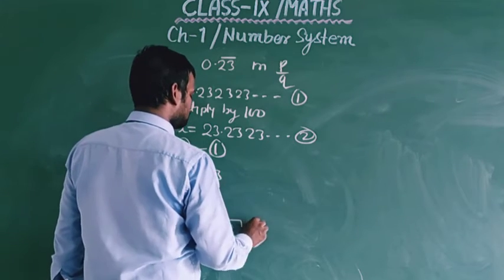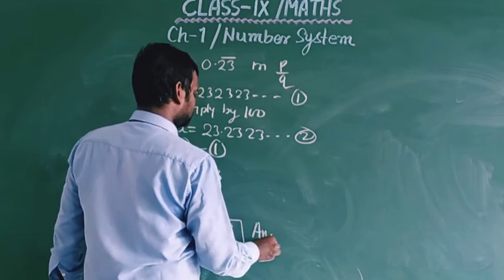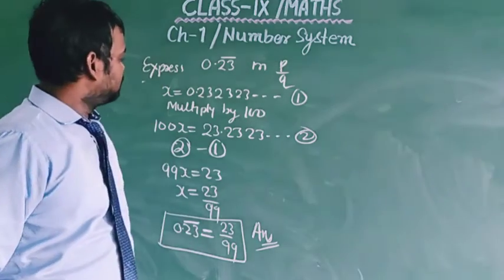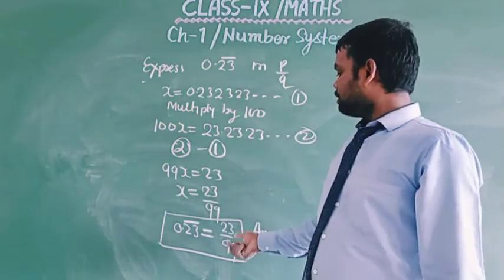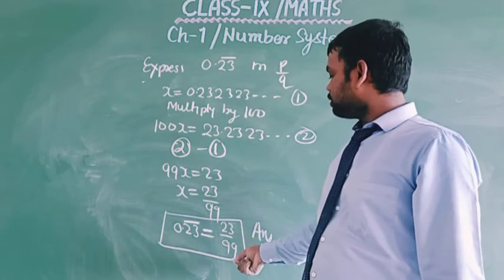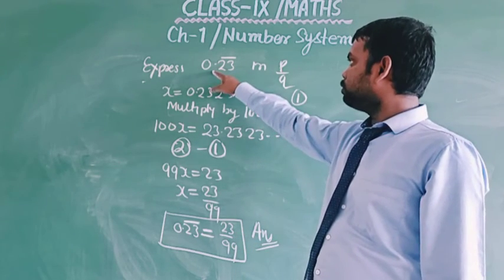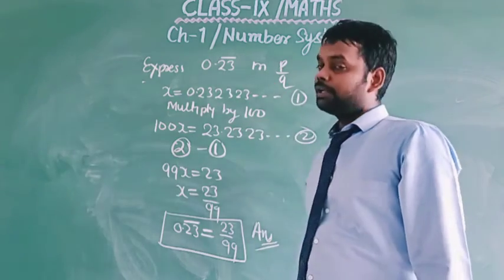So this is the required conversion of 0.23 bar into P by Q form.